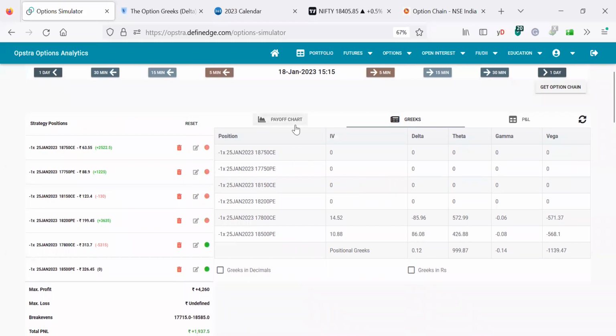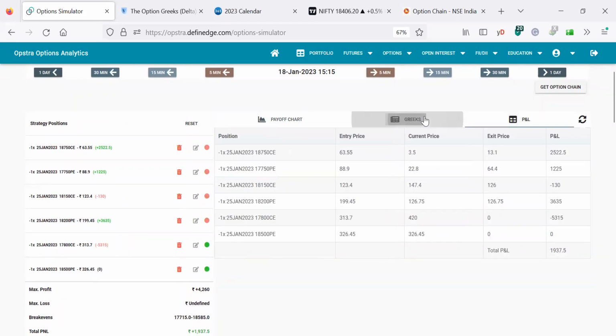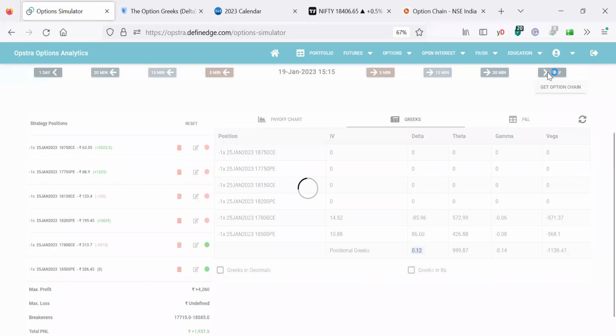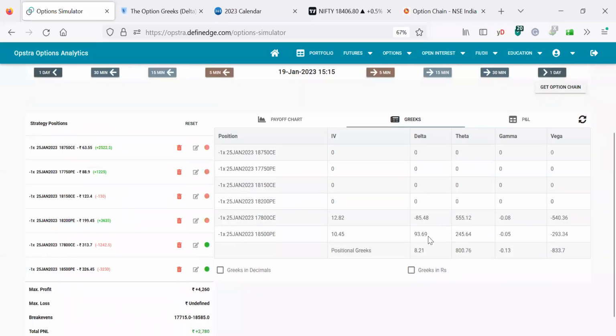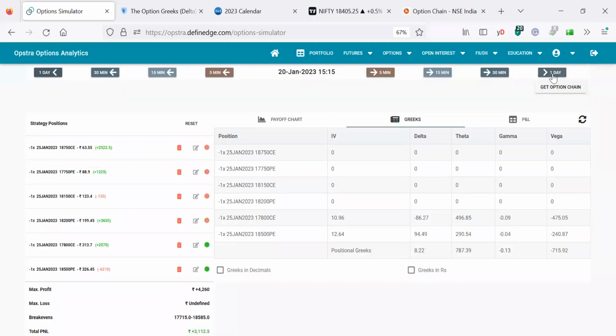Now we'll check it here, payoff chart. So it is balanced. The Greeks also we can check. We have balanced the 0.12. It's very normal now. Again, one day more will go, 20th Jan. So 2700 again we are getting, and new delta is 8 difference basically. 20 Jan, 3100 rupees we are getting. Delta is also within range. No need to do any adjustment.